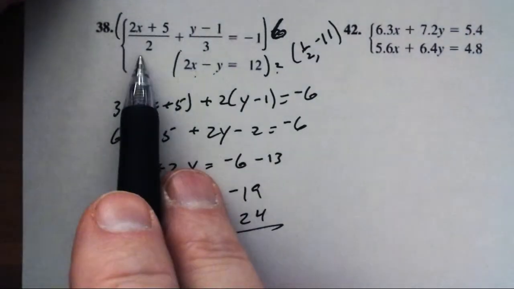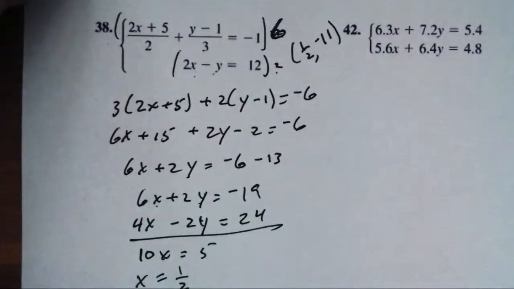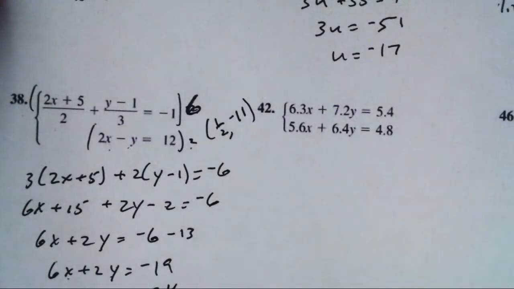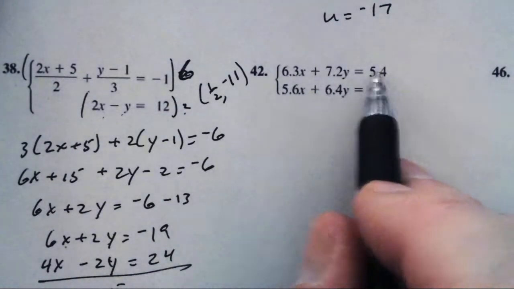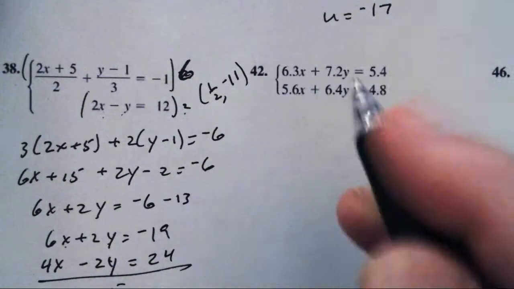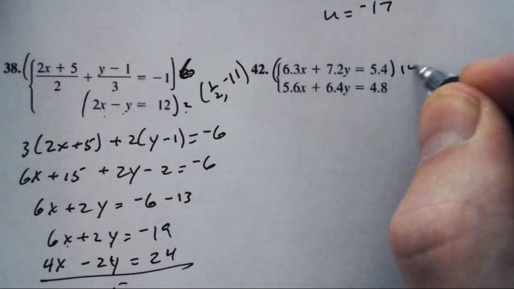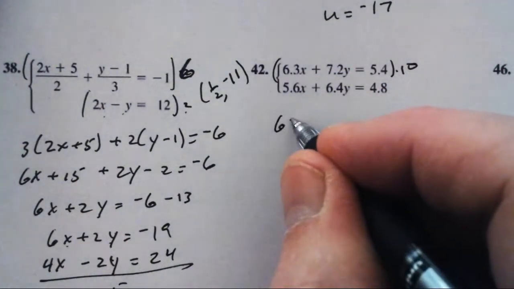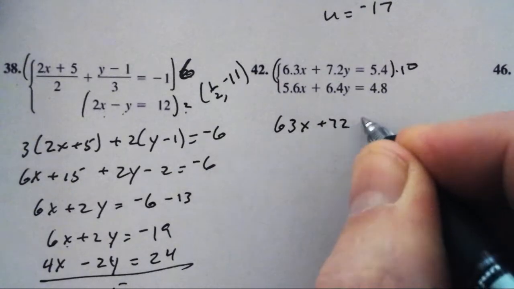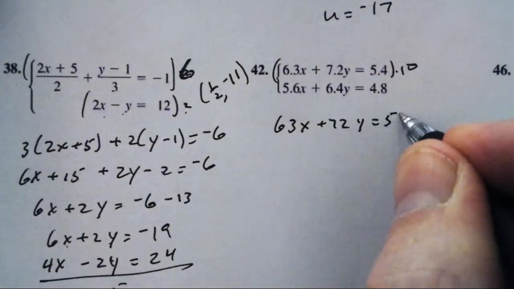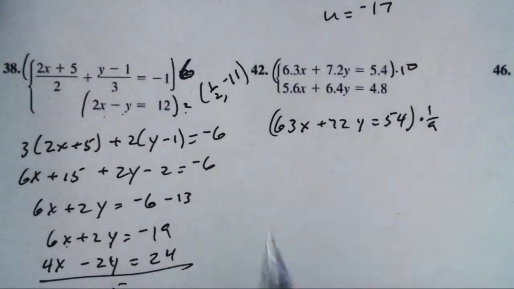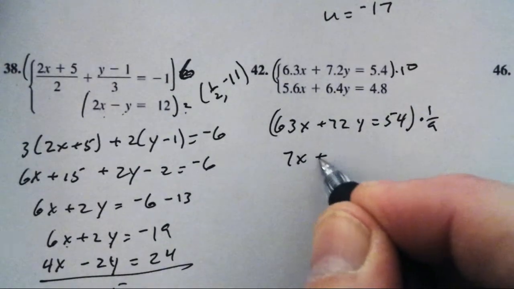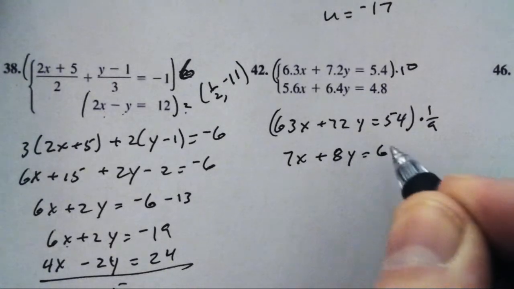Okay, so one thing we've noticed in the last two problems, when we have equations and we have fractions, we don't really have to work with them. We don't have to work with decimals either. I notice if I multiply this by 10, the decimal would move one place. And let's just rearrange this. This would be 63x plus 72y equals 54. And now I notice that I can multiply by 1/9 and reduce this. 7x plus 8y is 6.